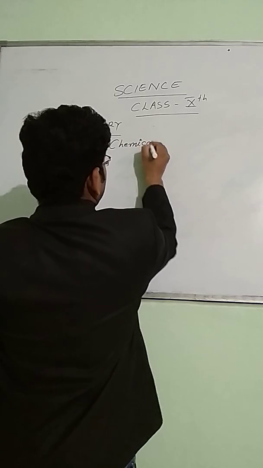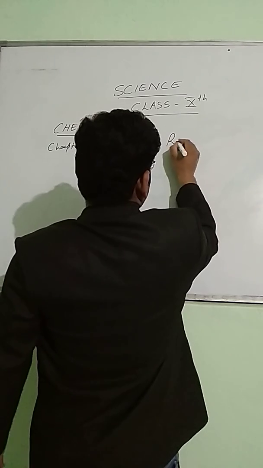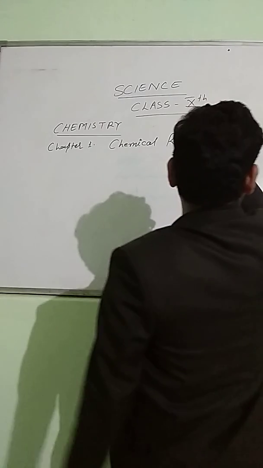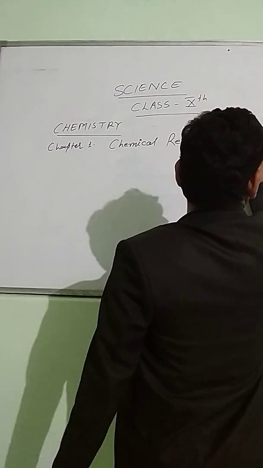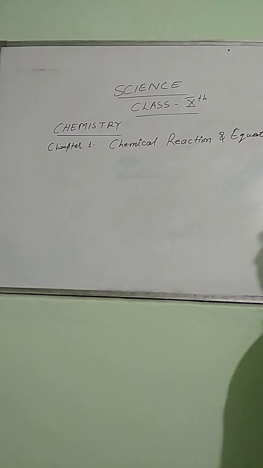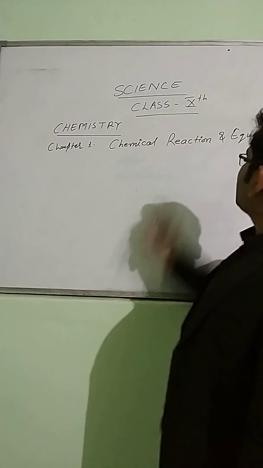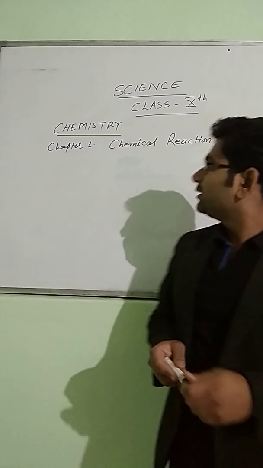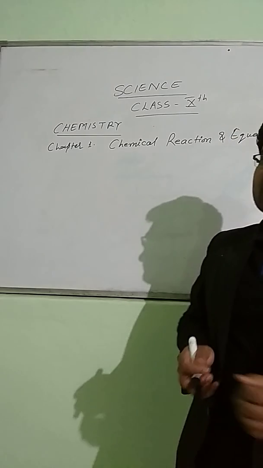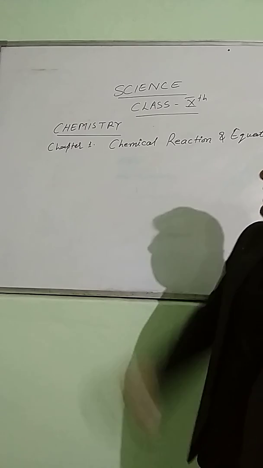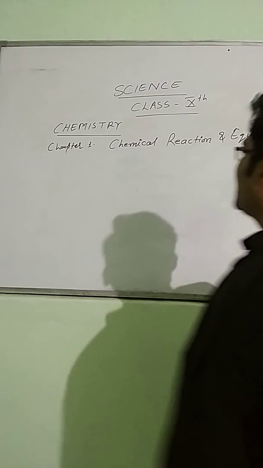Chapter number 1 will be chemical reaction and equation. About chemical reaction and equation we have discussed in class 9th, how to balance it, but that was not a part of class 9th. But here we have to discuss more about chemical reactions and equations.